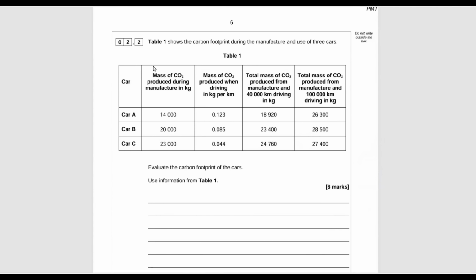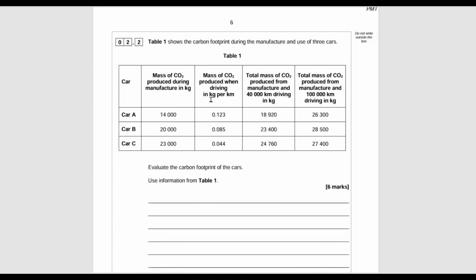2.2. Why do I get a bad feeling? Oh my days, 6 marks, that's why. 2.2, table 1 shows the carbon footprint during the manufacture and use of 3 cars. We've got car A, car B, car C. Mass of CO2 produced during manufacturing in kilograms. So we can see that it looks like car C makes the most CO2 when you're building the car.